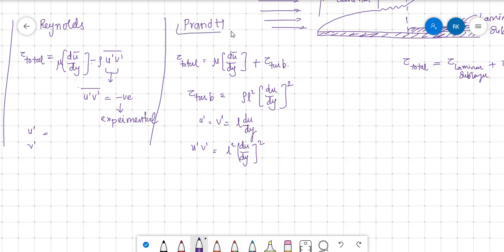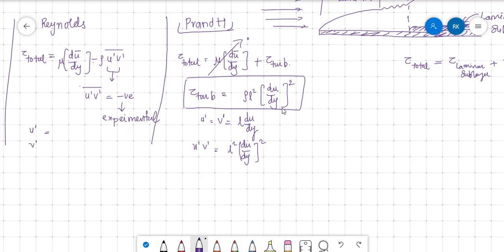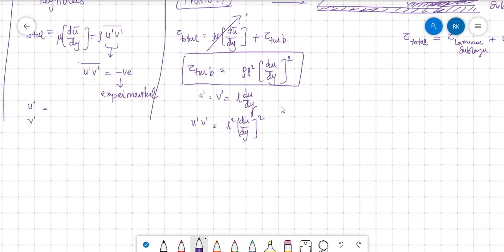So this is important in our study. Prandtl equation is important in our study. Just remember this. Tau turbulent is equal to rho L square du by dy whole square. Generally the laminar part will be neglected, as it is very small, the laminar sublayer shear stress. So we consider only the turbulent one. Then what is this L? L is called the Prandtl mixing length.